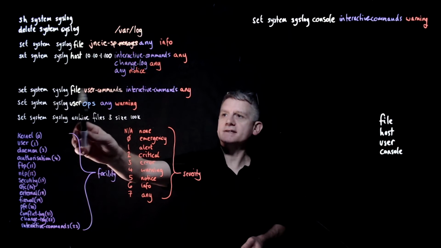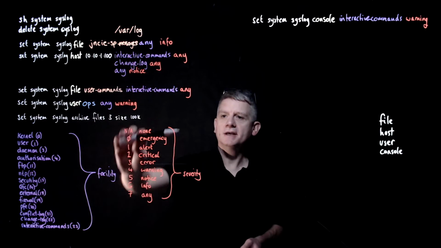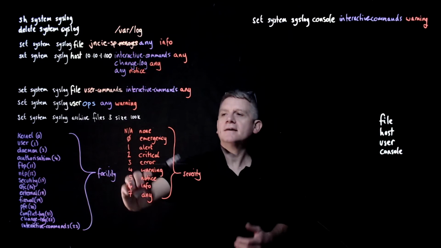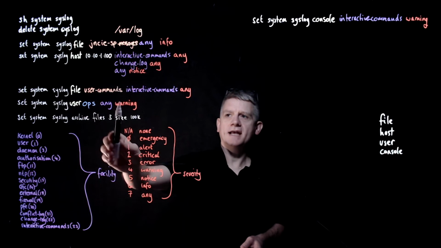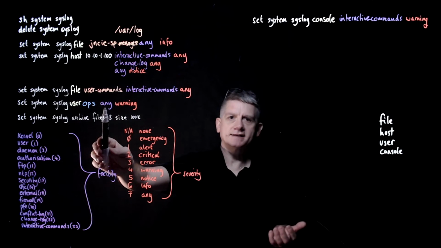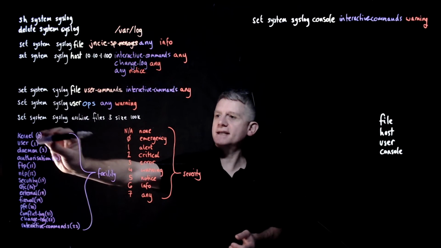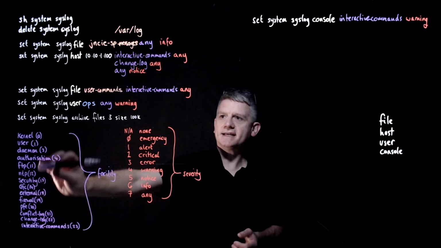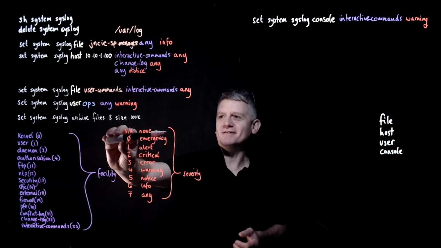So set system syslog file. This is user-commands, and here we're just putting in the interactive commands, but we're putting all of them in. Then finally, set system syslog user ops any warning. Now what happens here is if ops is logged in on an SSH session or some sort of telnet, however they're logged in, they're going to be receiving any of the facilities up to and including the warning severity.